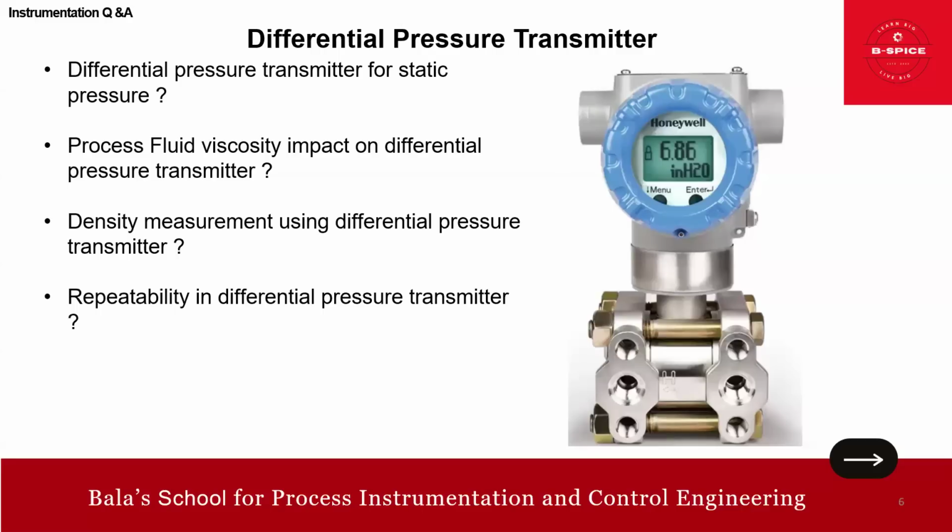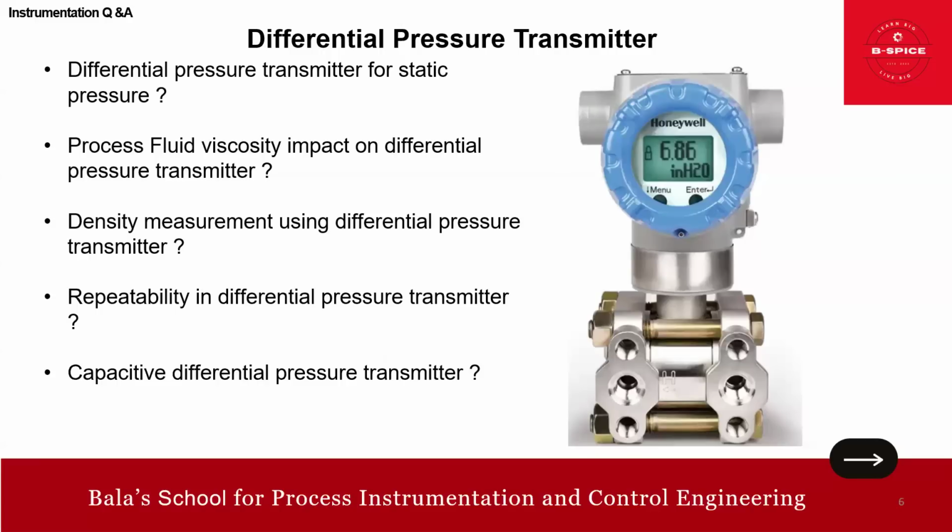Then what is repeatability? Have you heard about the repeatability? Importance of repeatability? Yes. Repeatability in a differential pressure transmitter is the ability of the transmitter to provide the same output for the same input pressure over multiple cycles. Okay, you got it? Same output for the same input pressure over multiple cycles. So high repeatability improves the consistency and reliability of the transmitter and reduces the need for frequent calibration. That's it, friends. Good to go.